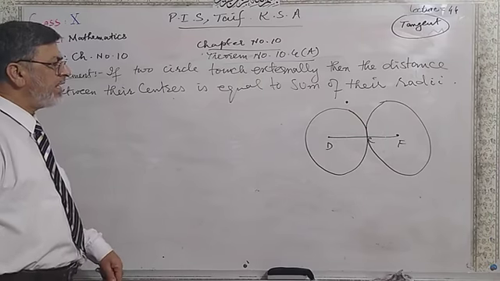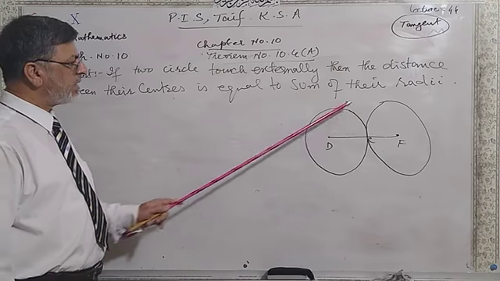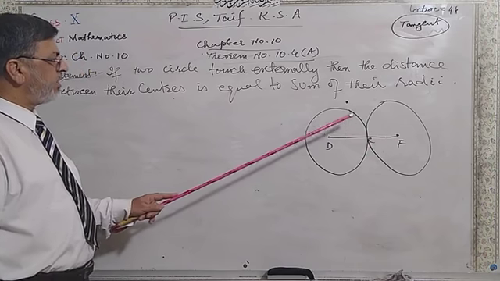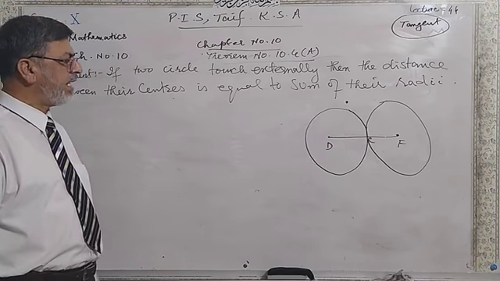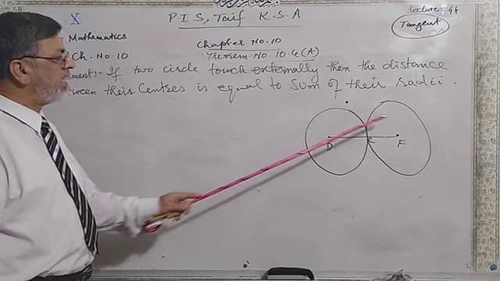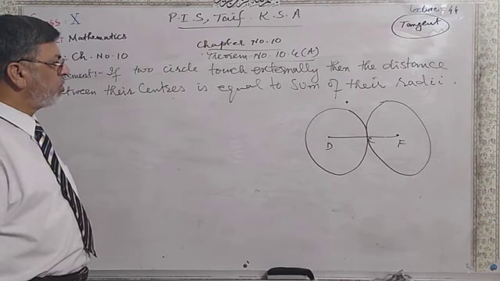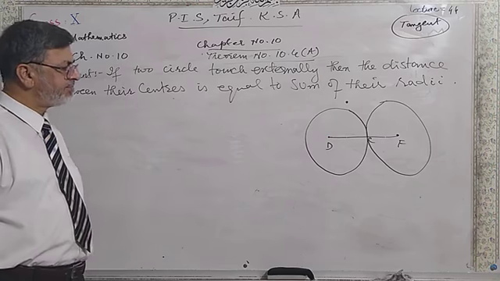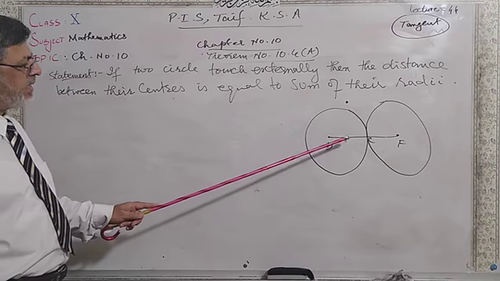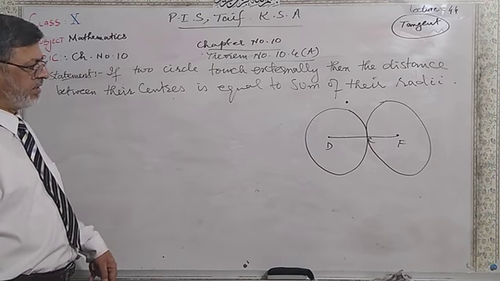Now dear students, what is given? Consider two circles with centers at D and F. They touch each other externally at point C such that DC and CF are the radii of these circles respectively.